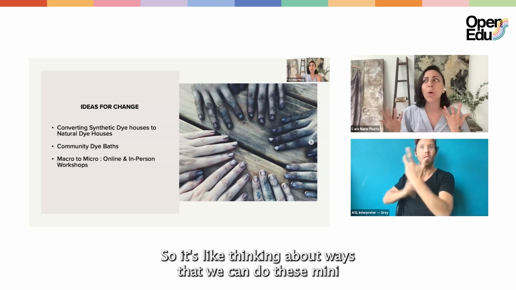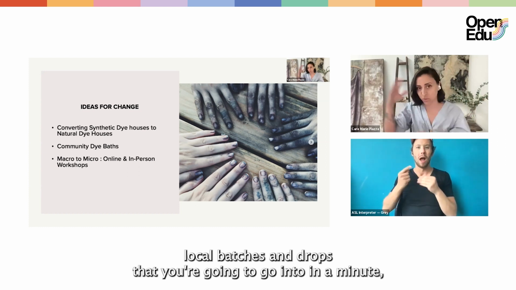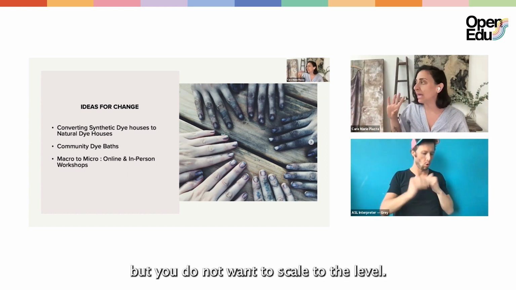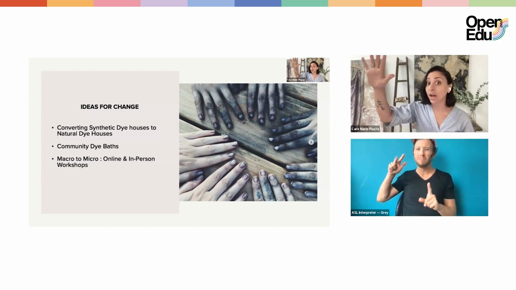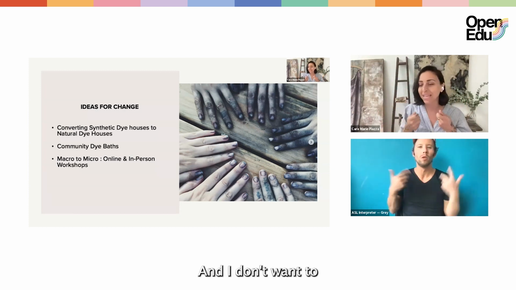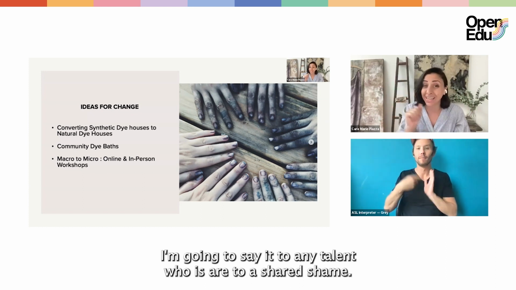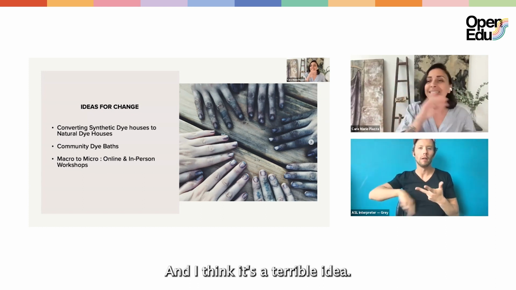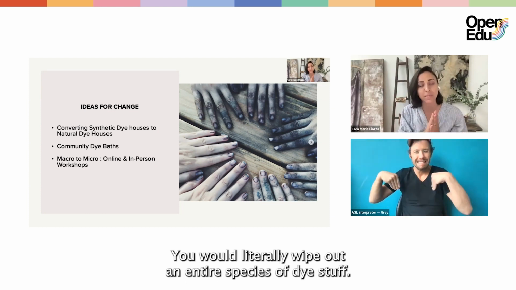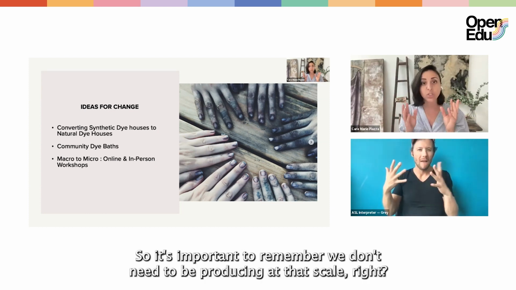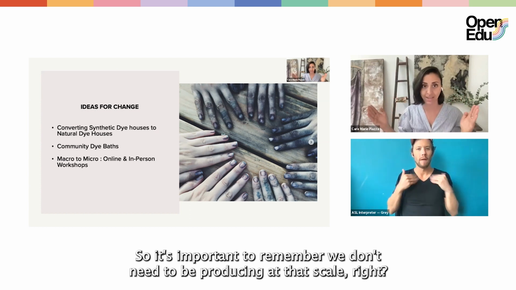So it's about thinking of ways that we can do these mini local batches and drops, which I'm going to go into in a minute, but you do not want to scale to the level, I'm going to say it, of an H&M, a Zara, a Shein, I don't know how to pronounce it. It's a terrible idea. You would literally wipe out an entire species of dye stuff. So it's important to remember we don't need to be producing at that scale, right?